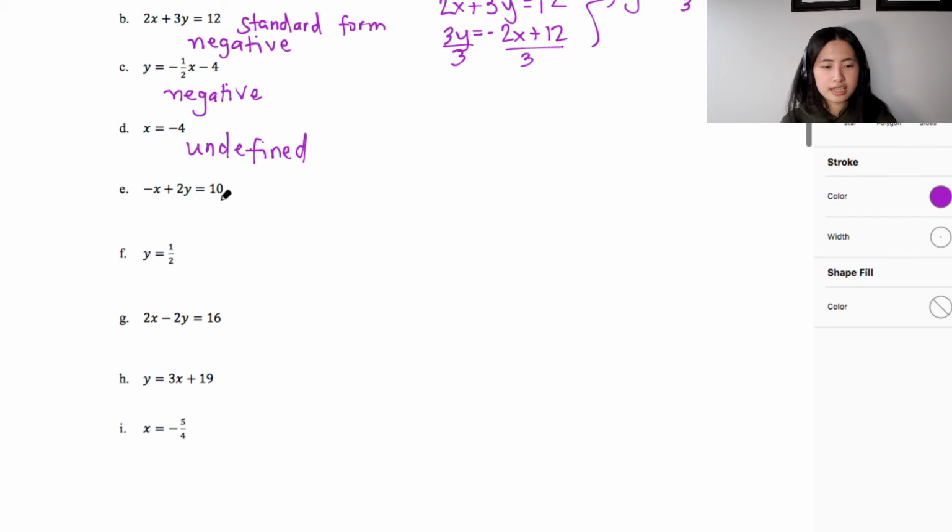Okay, so again, this is in standard form, so we need to rearrange this. If you have negative x plus 2y is equal to 10, we need to isolate y on one side of the equation, therefore we get 2y, and then we move the negative x to the opposite side of the equation, we get positive x, and this is plus 10. Dividing both sides by 2, we get y is equal to 1 over 2x.